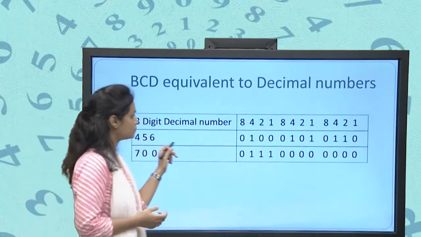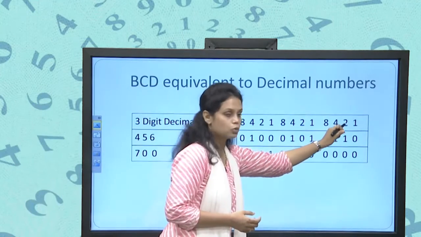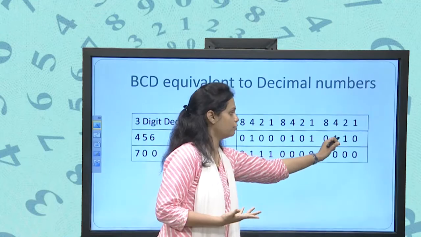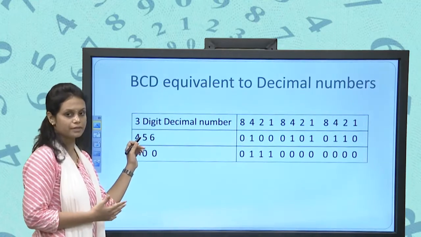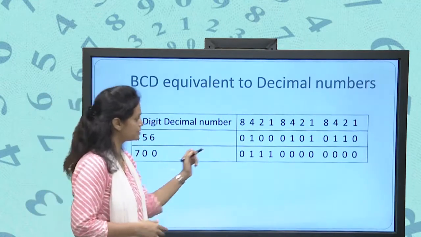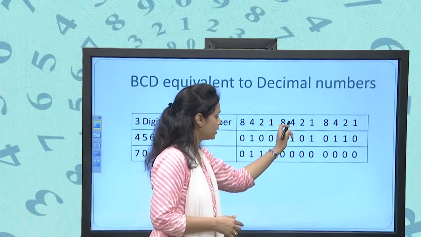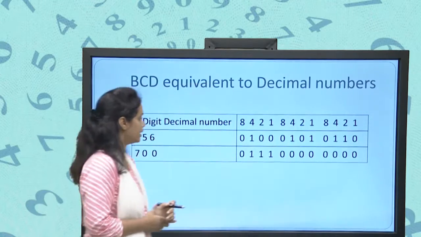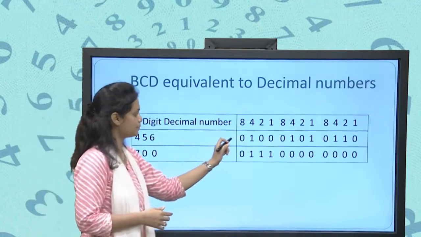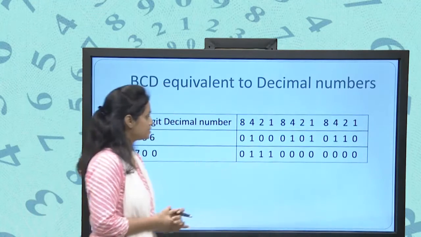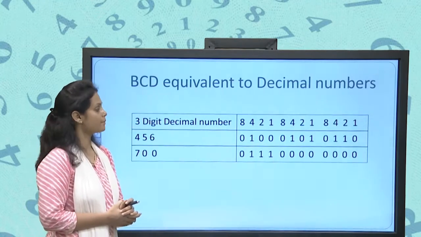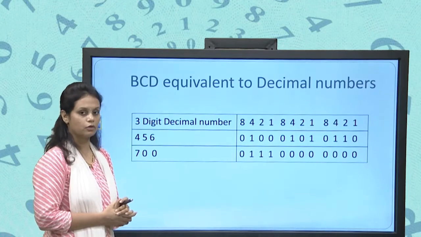So what is the value of 6? This is 4 plus 2, it will become 6. So we will make 1 1 over here. Okay, 6 is complete. Now we want to display the 5 in the binary coded decimal. So 8 4 2 1, we will make 4 and 1, 1 1, and next the 4 will be simply 0 1 0 0. So the whole number is 0 1 0 0, 0 1 0 1 and 0 1 1 0.